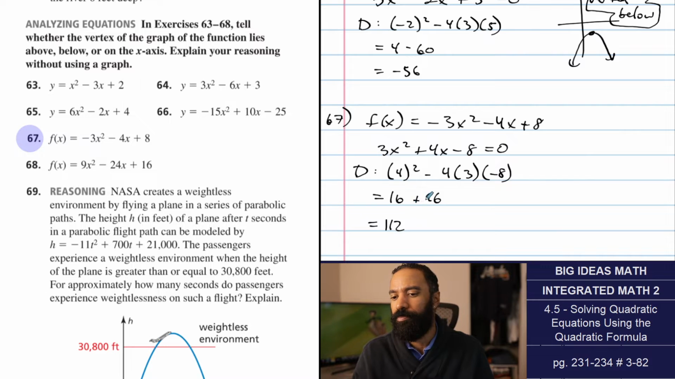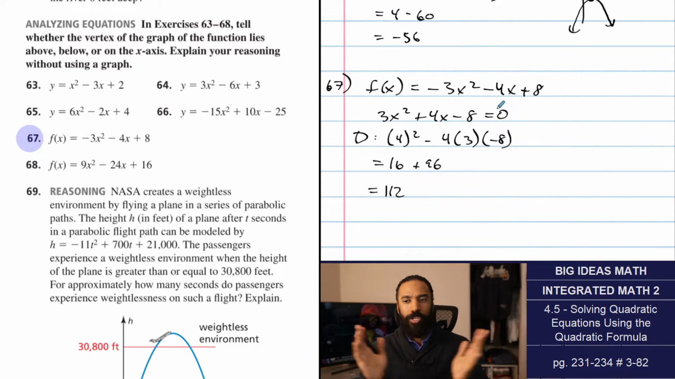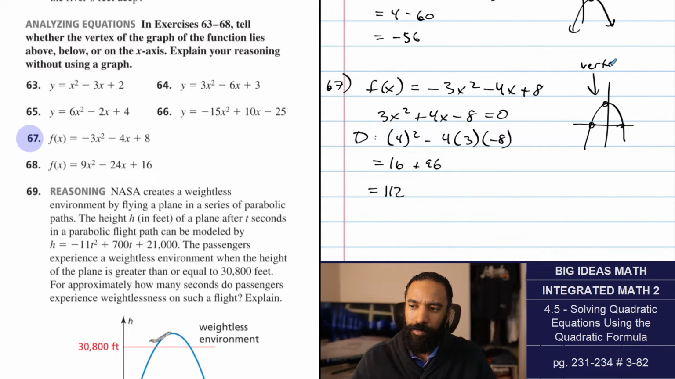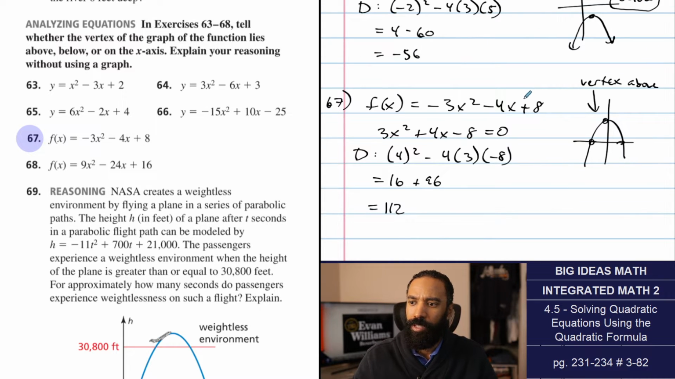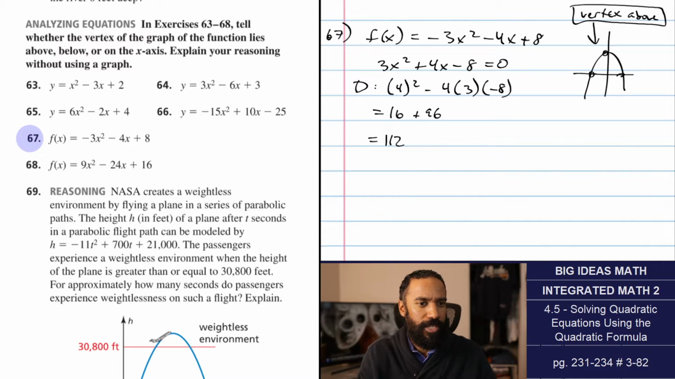Yep, not factorable. Not factorable, but two real solutions. Two real solutions, but it's a downward facing graph. So with a downward facing, I don't care where the solutions are. Just the vertex is above. Vertex above. Like that. Two real solutions with downward facing. Last one, number 68.